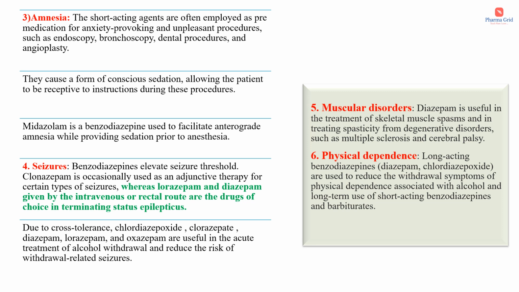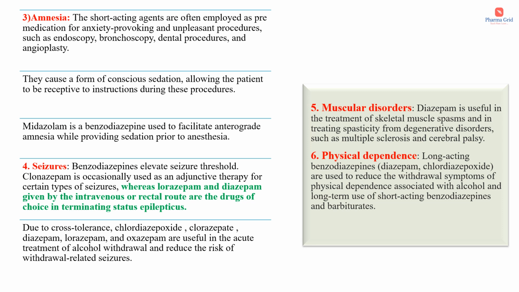Next use is for seizures. Benzodiazepines elevate seizure threshold. Clonazepam is occasionally used as an adjunctive therapy for certain types of seizures, whereas lorazepam and diazepam given by the intravenous or rectal route are the drugs of choice in terminating status epilepticus. Due to cross tolerance, chlordiazepoxide, clorazepate, diazepam, lorazepam, and oxazepam are useful in the acute treatment of alcohol withdrawal and reduce the risk of withdrawal-related seizures. Okay, so these benzodiazepines can be useful in treating seizures and also for the treatment of alcohol withdrawal and reduce the risk of withdrawal-related seizures.